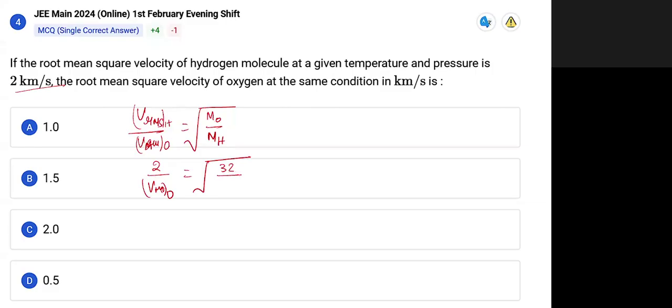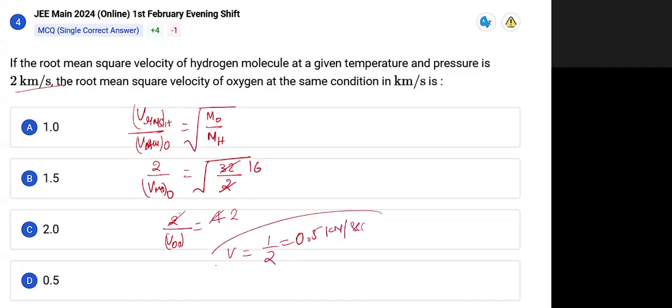Oxygen gas का molecular weight is 32 and hydrogen gas का molecular weight is 2. So the ratio is 16, whose root is 4. So 2 upon V of oxygen equals 4, so it is coming out as 1 by 2, which is 0.5 kilometer per second. So option D is the correct one. Okay. Now move on to the next one.